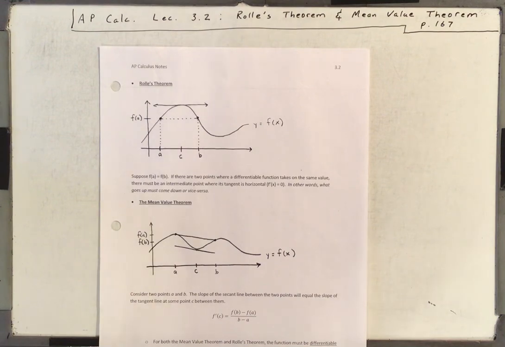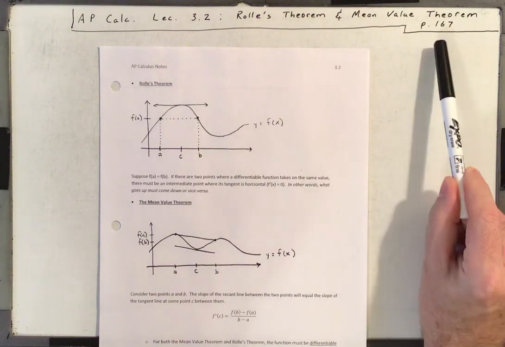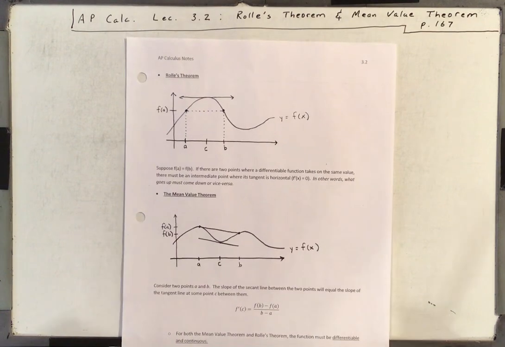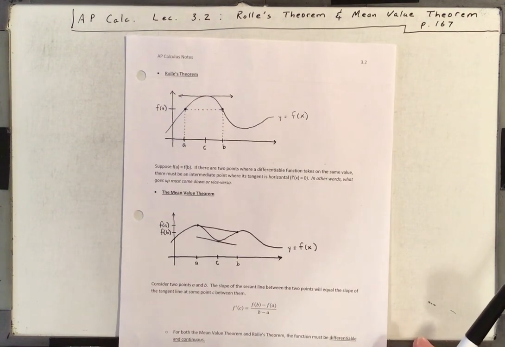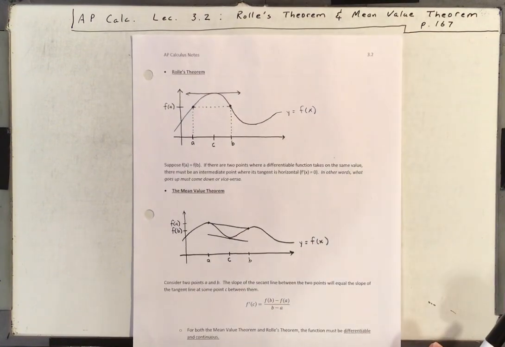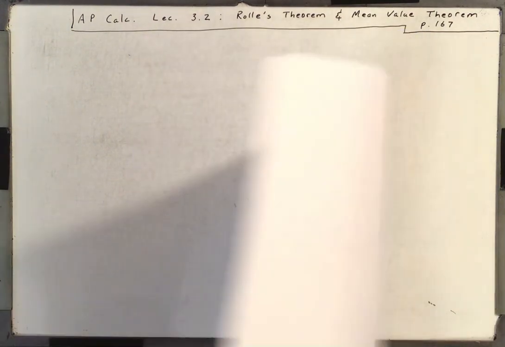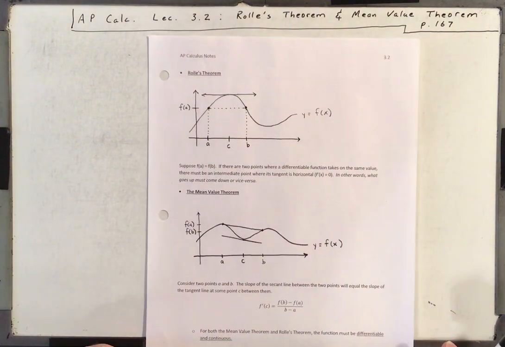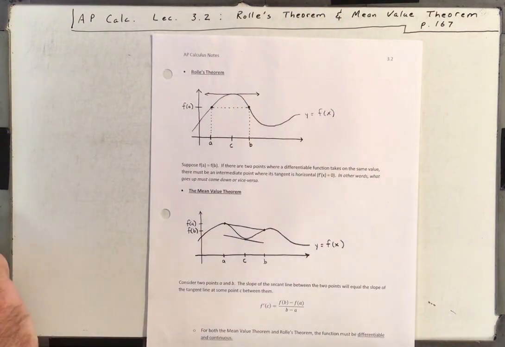Today we're going to be talking about Rolle's theorem and the mean value theorem, and we're going to be working examples from page 167 in your book. You will need to print out the notes for section 3.2. It's just one page here. And if you want to do the example problems on the back, that's completely fine if you're looking to save some paper. So, just going to go over these two theorems.